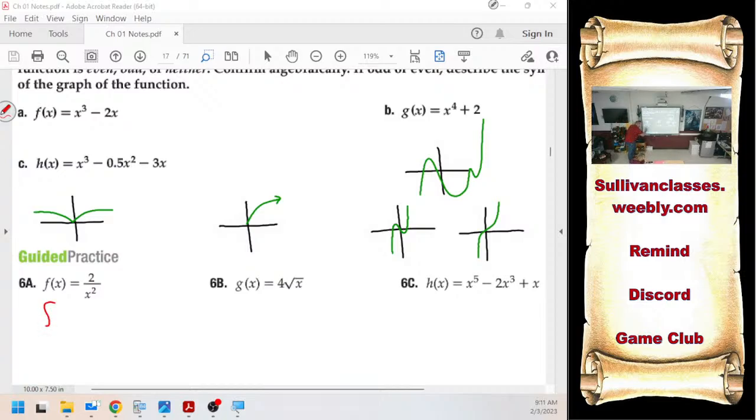I should be able to plug in negative x, get 2 over negative x quantity squared. So f of negative x is 2 over x squared. Hey, look, it's the same thing. So I'm just going to keep going in a chain here and call that f of x. I have shown that the function of negative x gets me function of x. They're the same thing. How does the graph look like that for A?